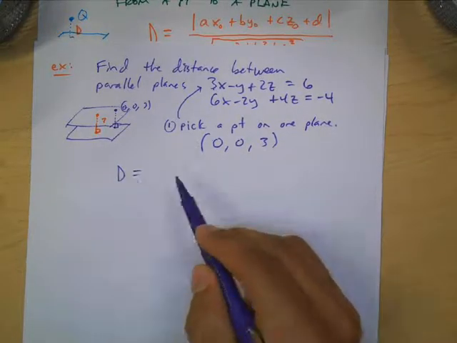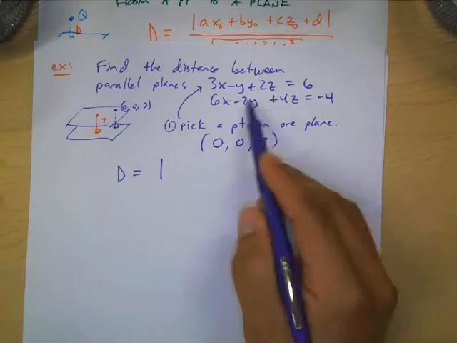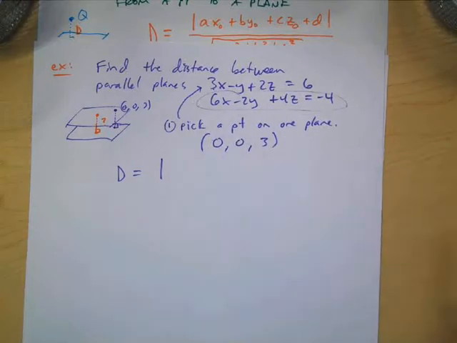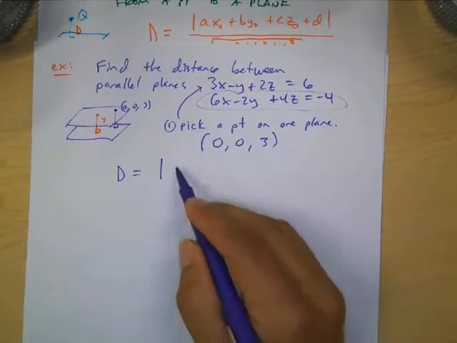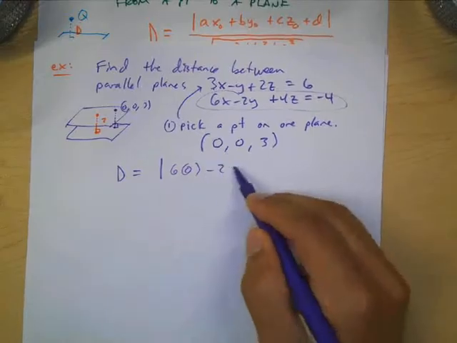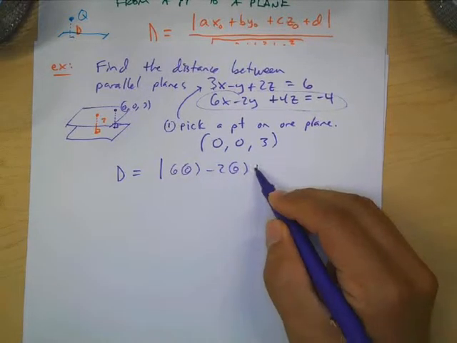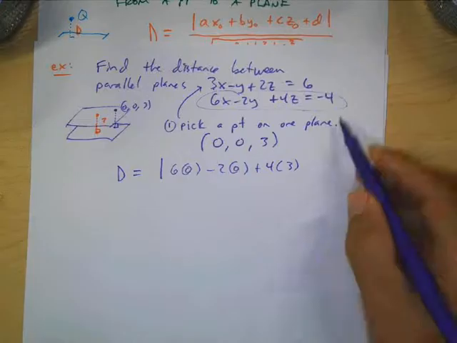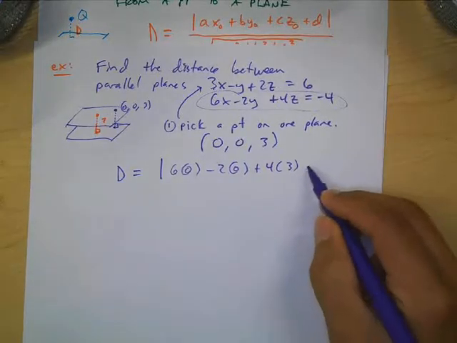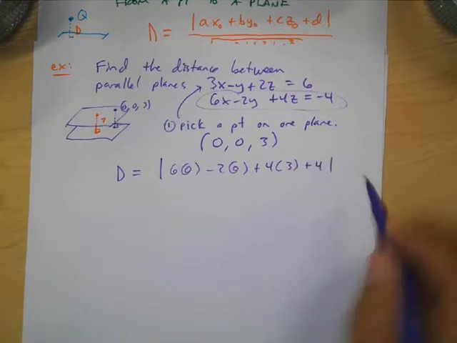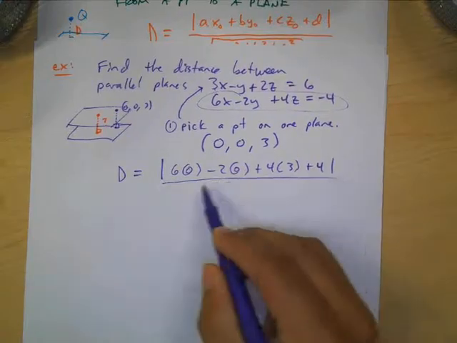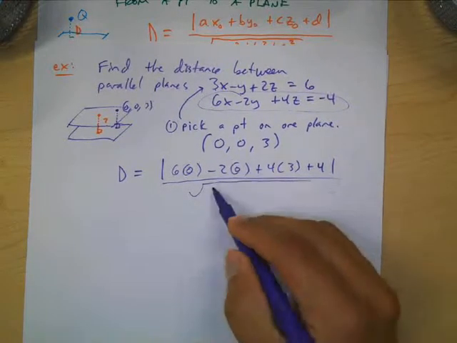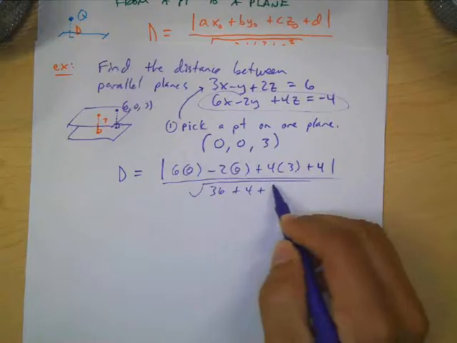Distance will be the absolute value of. So now we're going to plane number 2, right? So it'll be 6 times 0 minus 2 times 0 plus 4 times the z coordinate. What's the d value? 4, all over the square root of 36 plus 4 plus 16.